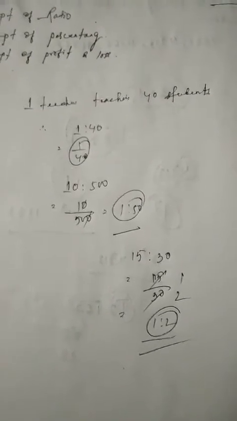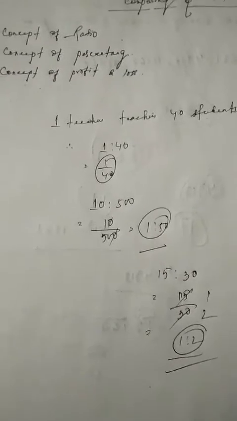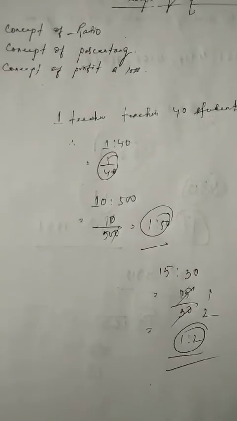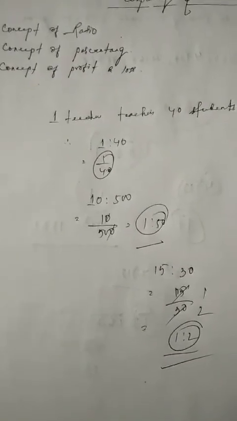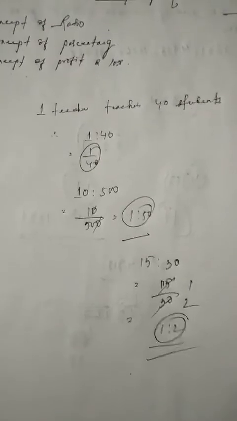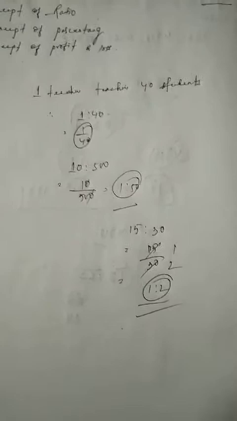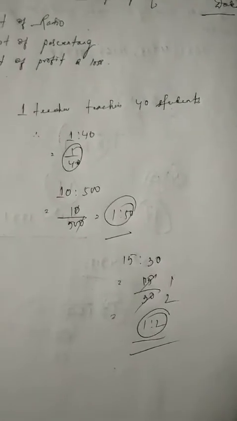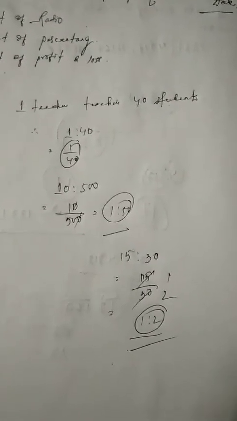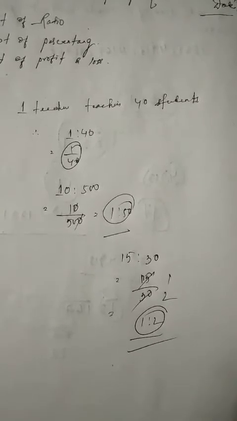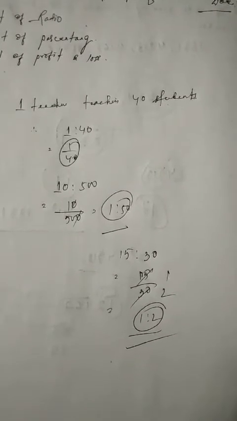Ratio is none other than a division actually. Now children, one more topic, that is the concept of percentage. What is percentage? Percentage is an assumption out of 100. It's an assumption, an accurate assumption of course, out of 100, and that is called percentage.